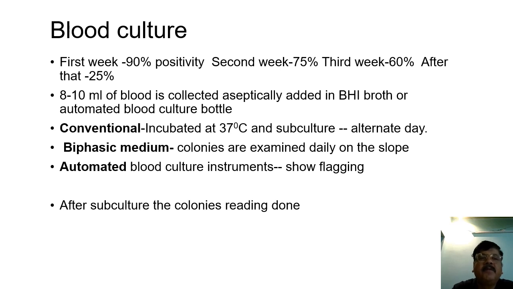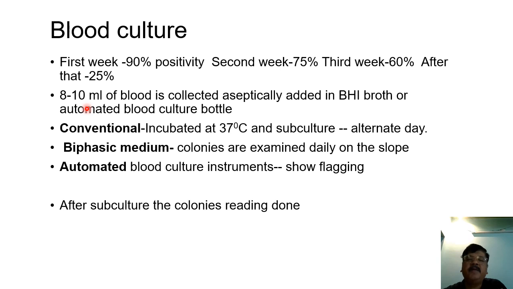Blood culture is the first sample to be done in the acute phase of illness. The culture positivity will be 90% in the first week of illness, and gradually it falls. In the second week, it will be 75%, in the third week 60%, and afterwards 25%. So it is better to go for sampling as early as possible for appropriate diagnosis of enteric fever.